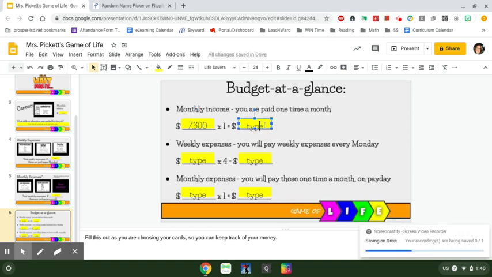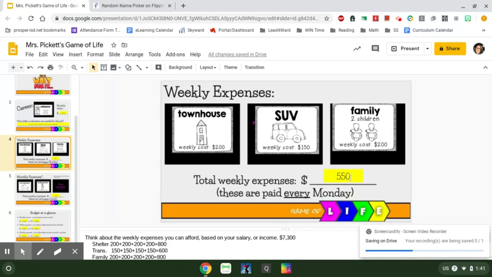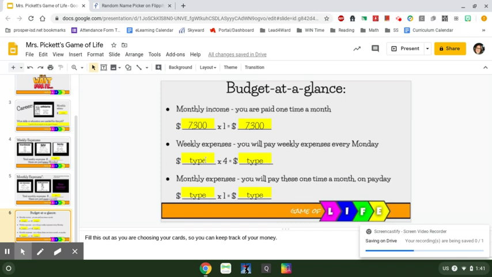So that total is 7,300. 7,300 one time a month is 7,300. My weekly expenses, I will pay weekly expenses every Monday. I'm going to click back to weekly expenses. Oh yeah, 550, but that's 4 times, man, 550 times 4. So I might need to use a separate piece of paper to type that in.